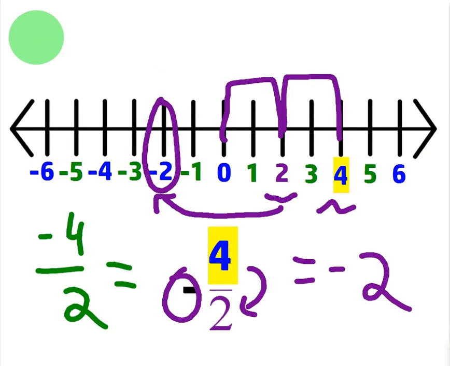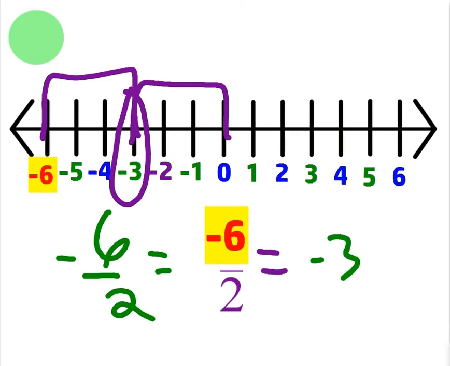Let's look at this example. Actually, this is the same example in a different kind of way. What if we instead started with positive 4, we divided by 2, and then we made it negative? We'd get the same answer. Okay? So a shortcut for dividing a negative by a positive, just figure the answer out and make it negative. It's one way to look at it.